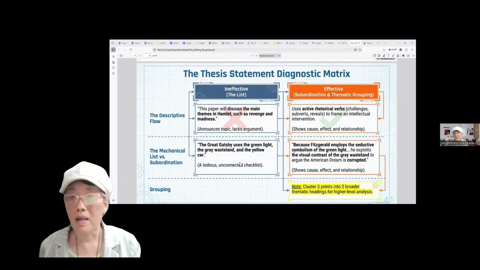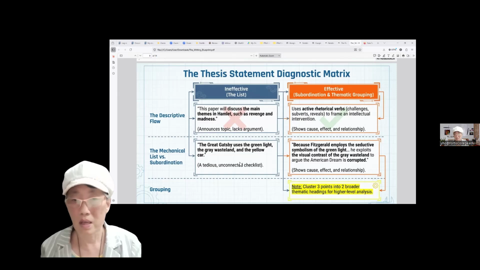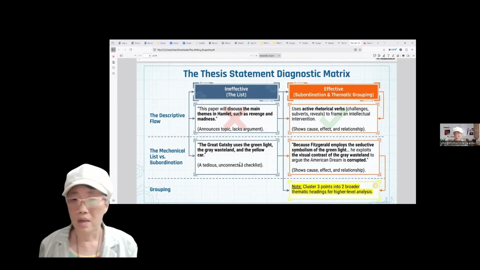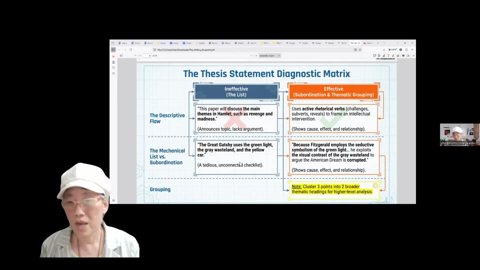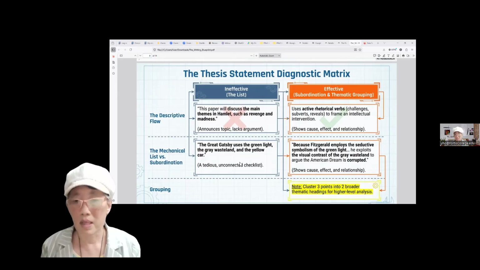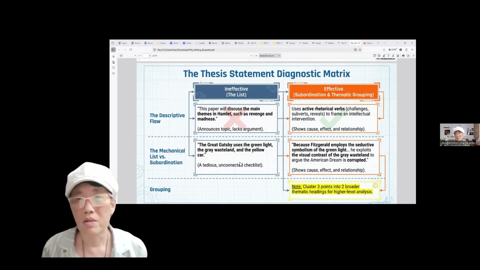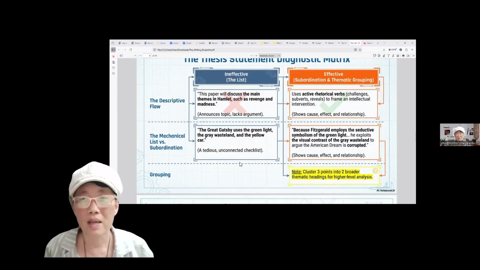But a better and more effective thesis statement uses active rhetorical verbs, challenges, subverts, reveals, to frame an intellectual intervention. In other words, it shows cause and effect. Because Fitzgerald, that's the author, employs the seductive symbolism of the green light, he exploits the visual contrast of the gray wasteland to argue that the American dream is corrupted. So this shows cause, effect, and relationship.